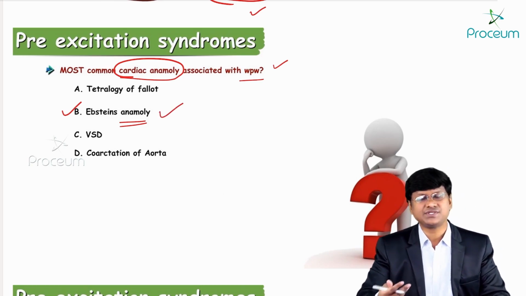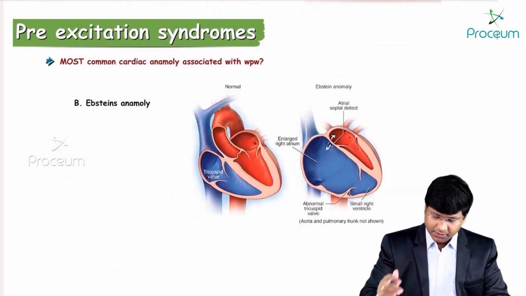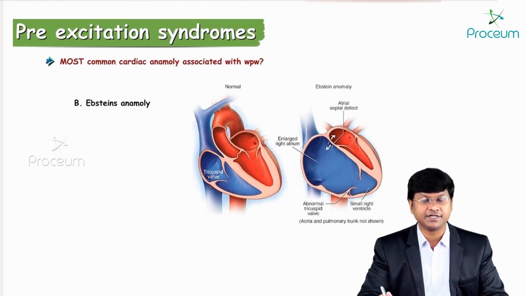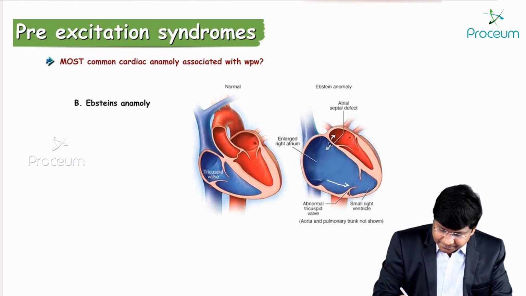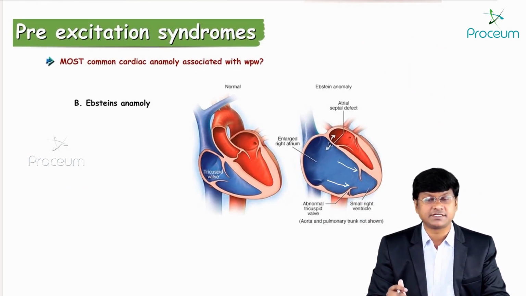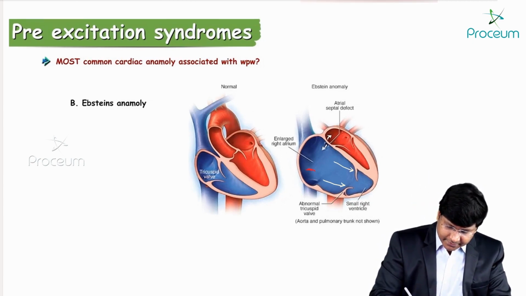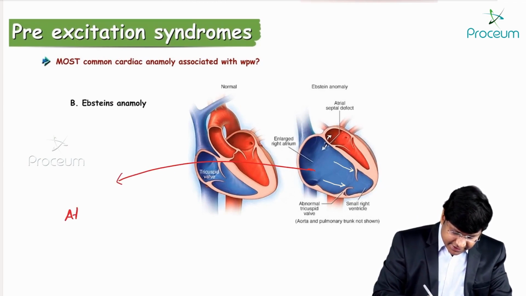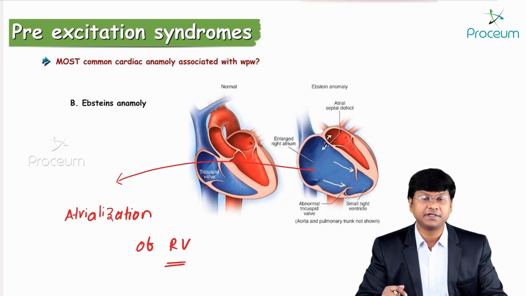Now the question is, what is Epstein's anomaly? Epstein's anomaly is a clinical condition where you have distal displacement of the tricuspid valve, and thereby there will be atrialization of the right ventricle. That is called Epstein's anomaly.